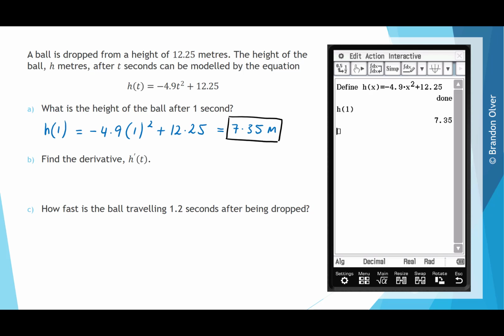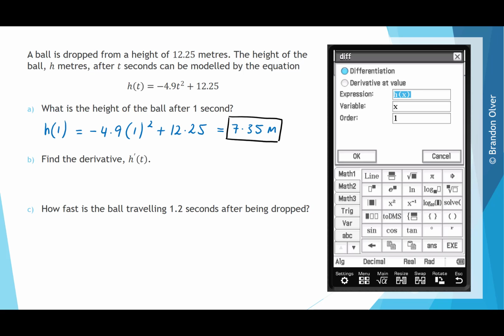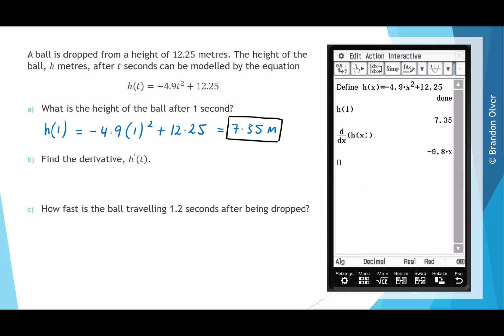For part B, we want to find the derivative h dashed of t. Next on the calculator, we want to differentiate h of t, so we drag the h of x on our calculator down, highlight it and go interactive, calculation, diff, and then we want to differentiate h of x, so we press OK, and the derivative is minus 9.8x. So from the CAS calculator, we found that h dashed of t is equal to negative 9.8t.